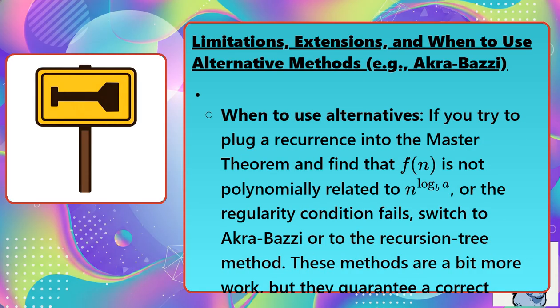When to use alternatives? If you try to plug a recurrence into the Master Theorem and find that f(n) is not polynomially related to n^(log base b of a), or the regularity condition fails, switch to Akra-Bazzi or to the recursion tree method. These methods are a bit more work, but they guarantee a correct bound.